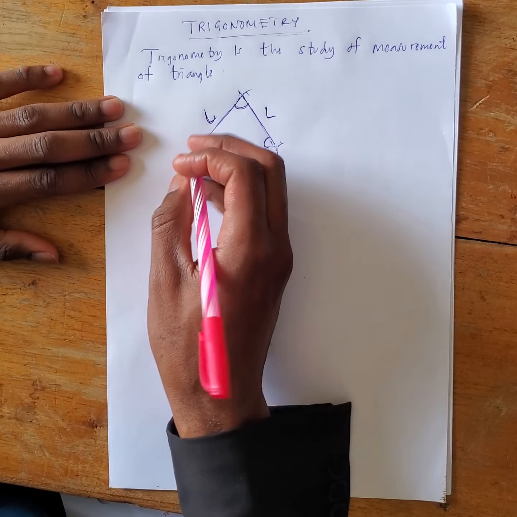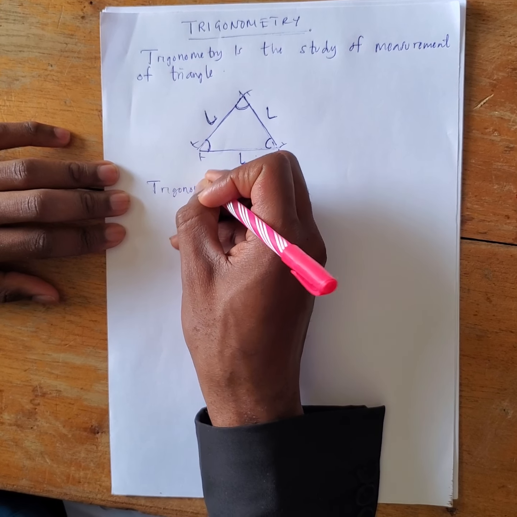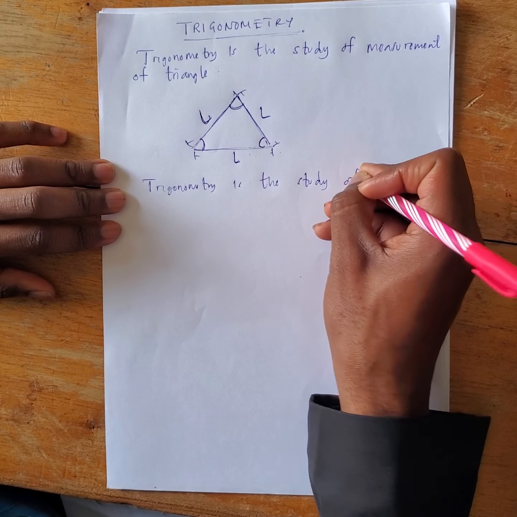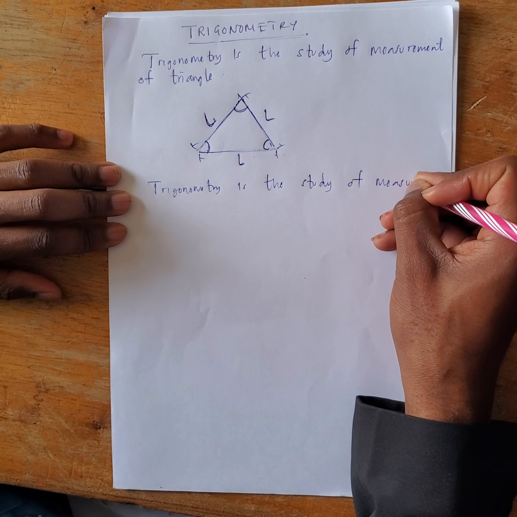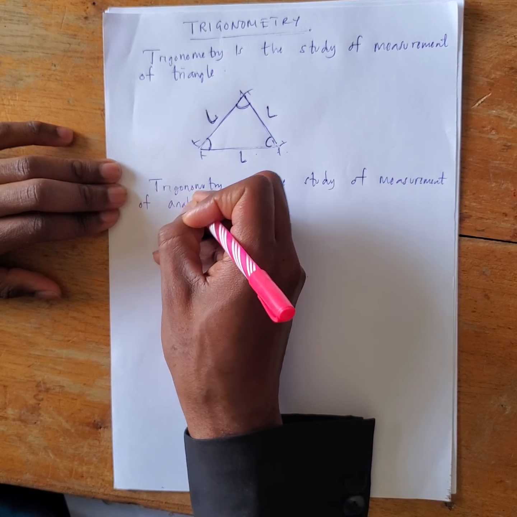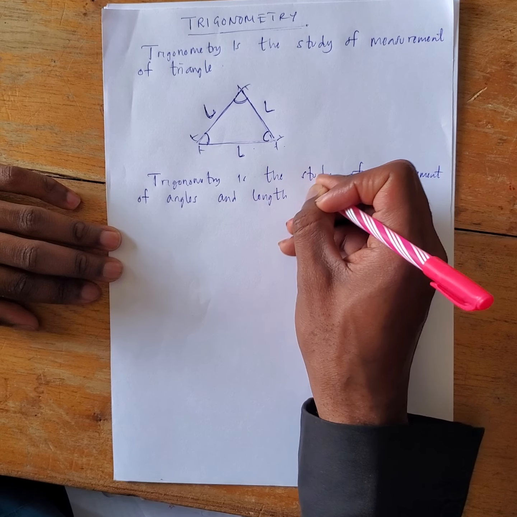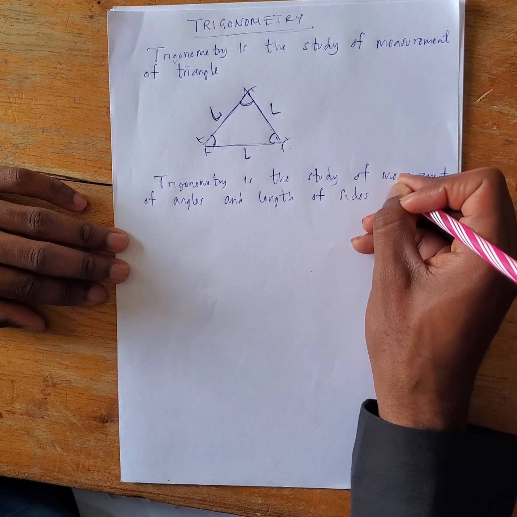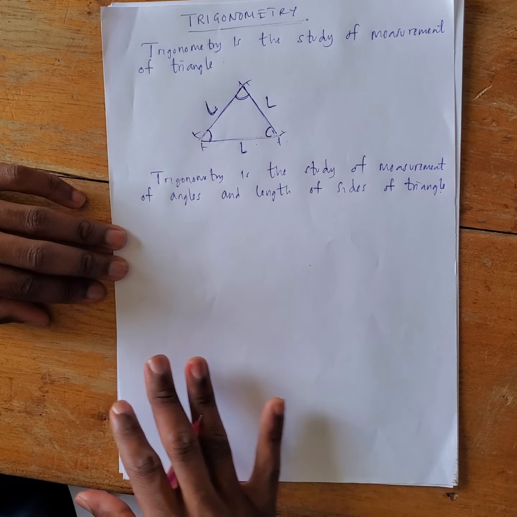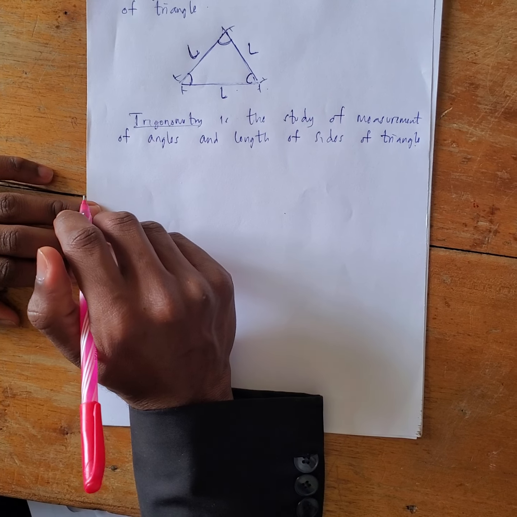So we can modify our definition. We can say that trigonometry is the study of measurement of angles and the length of sides of a triangle. But we know trigonometry is one among the branches of mathematics.